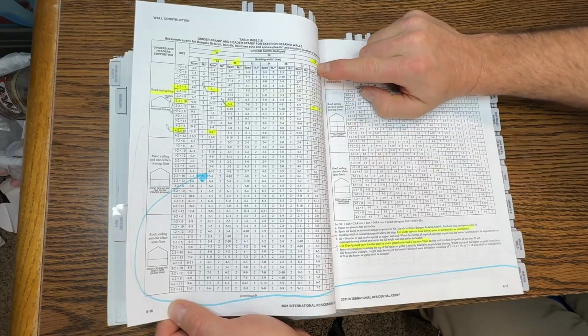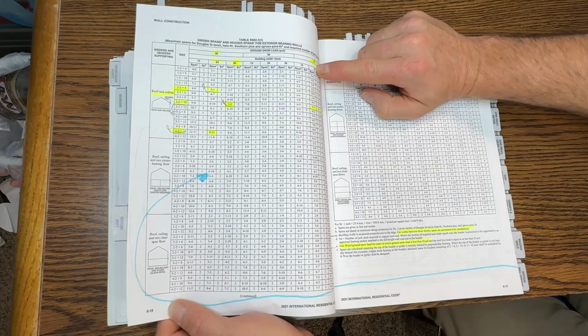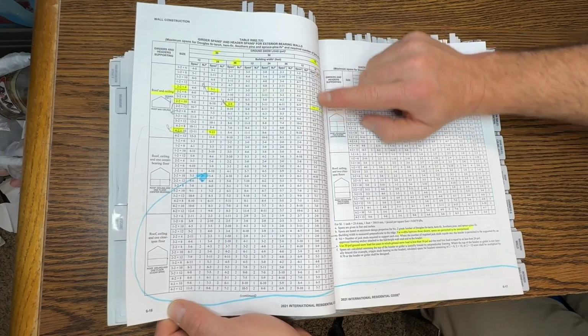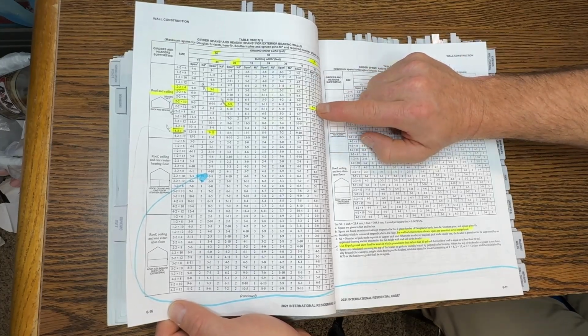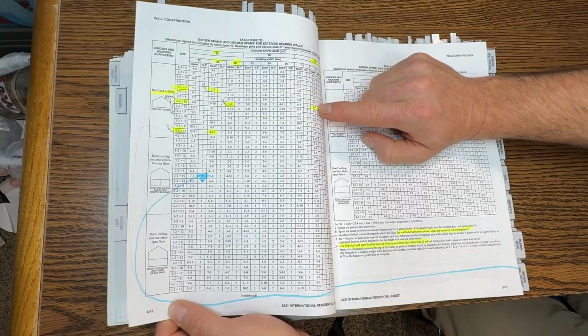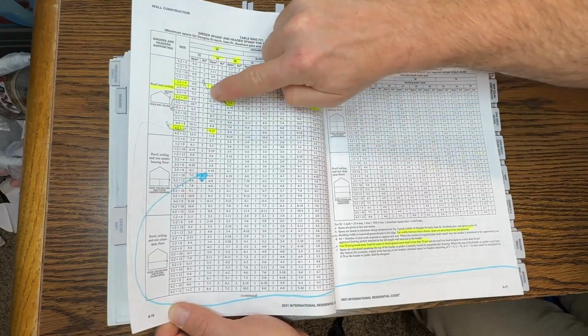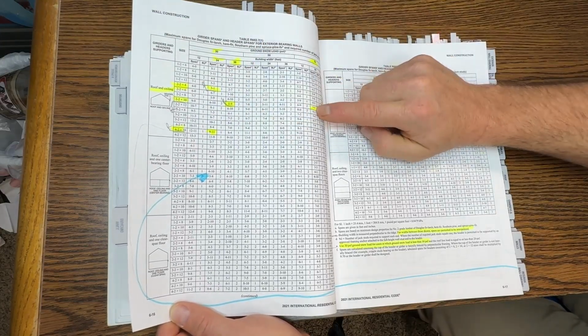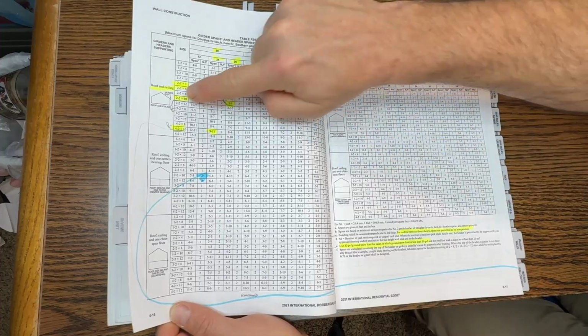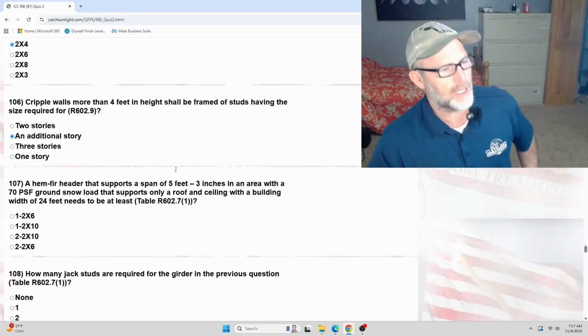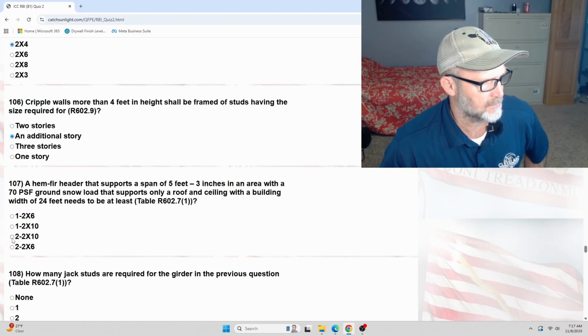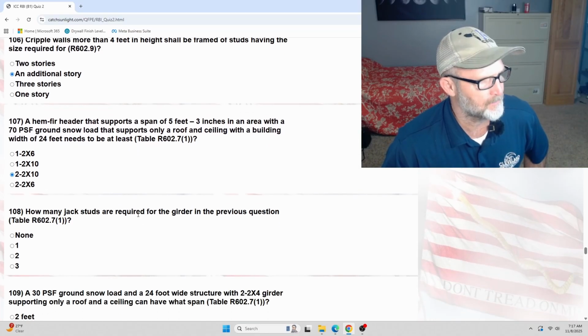So the structural width is 24 feet. And let's see. The answer is 5 feet 3 inches right there. So, 5 feet 3 inches. Let's go back from 5 feet 3. It's 2 2x10s. So 5'3" was in the problem description. The answer is 2 2x10s. So what you need there are 2 2x10s to solve that issue. That's how you read that.